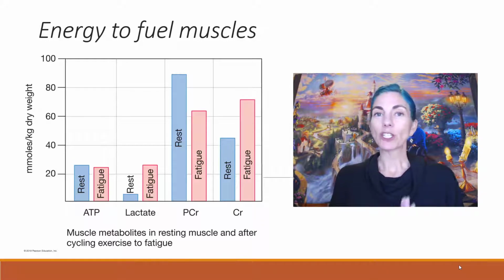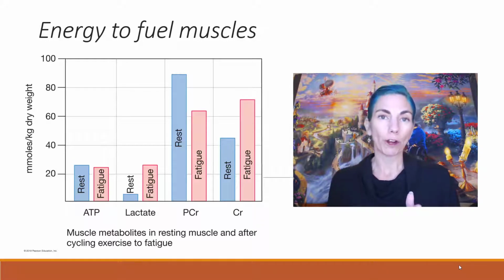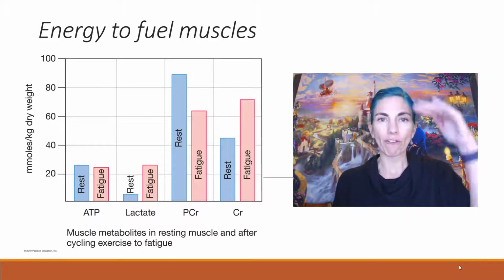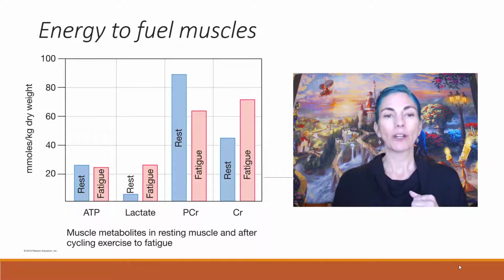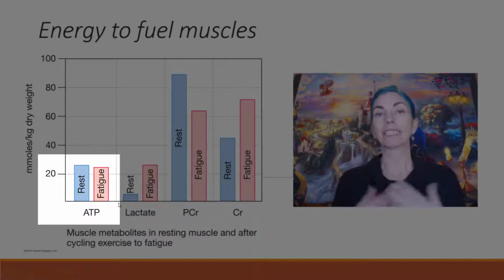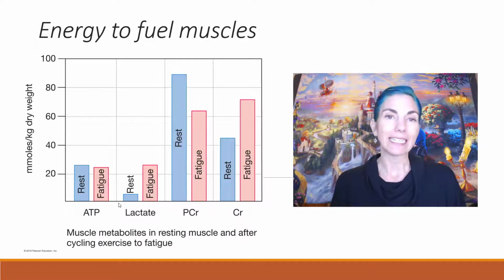Now, something I mentioned in a prior lecture, but it's worth mentioning again, is that even when you've been using your muscles over and over and over again, your ATP levels never fall drastically. You can see that here in this graph, where the ATP levels at rest and the ATP levels in a fatigued muscle are not that different.